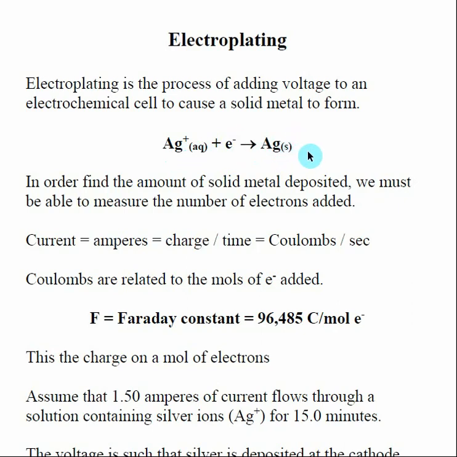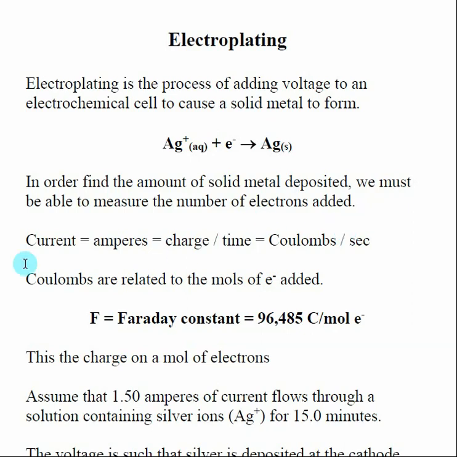But the idea is, if we understand the flow of the electrons and we understand the stoichiometry of this reaction, we can actually calculate how much of the metal is deposited. This is an important idea when people do electroplating. So the first thing we need to do is know how many electrons we're actually pumping into the reaction.